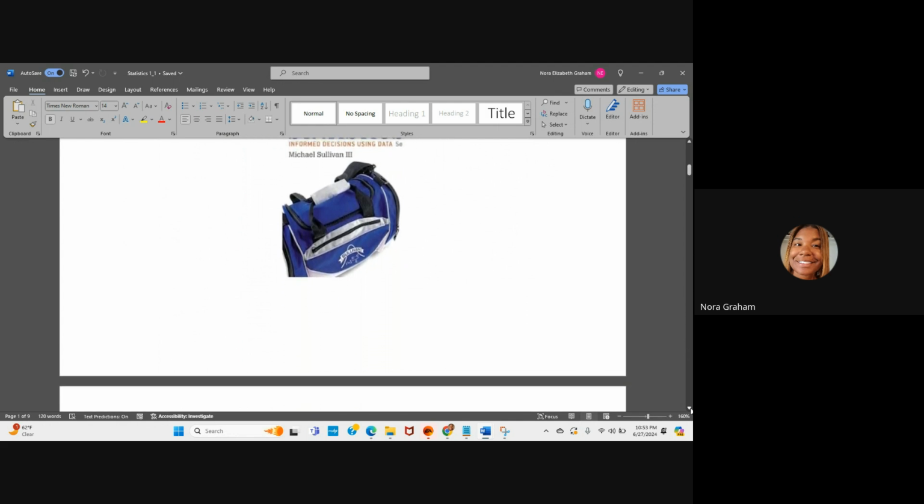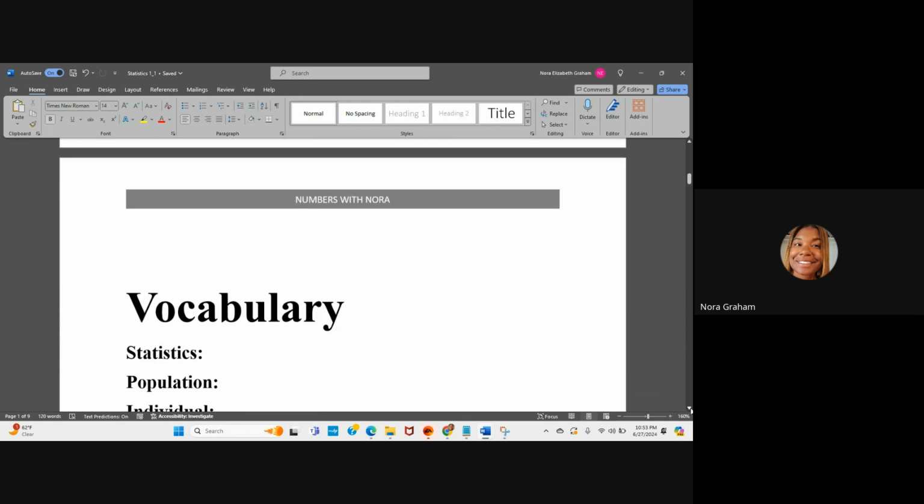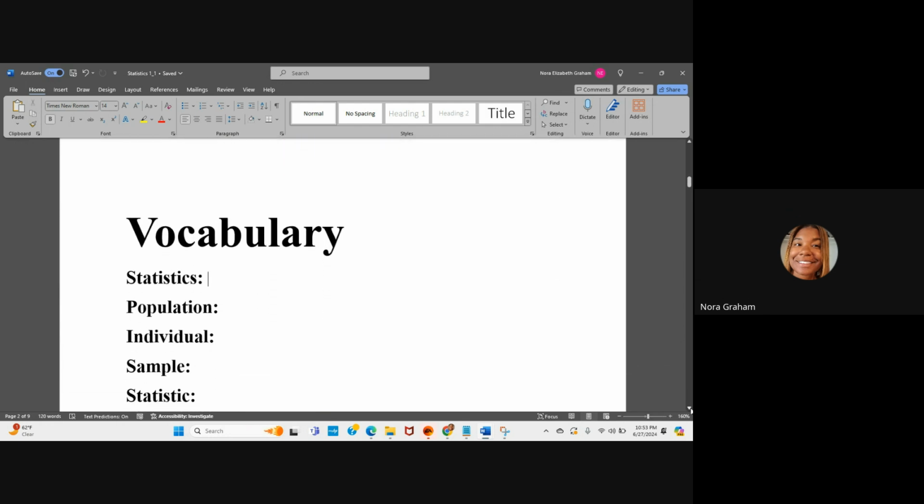All right. So let's go ahead and jump into it. With chapter 1, we're going to do mostly vocabulary. Like I say in all my math videos, when it comes to mathematics, vocabulary is key. It's very, very important to know your vocabulary before you start any kind of math. So let's jump into the vocabulary.